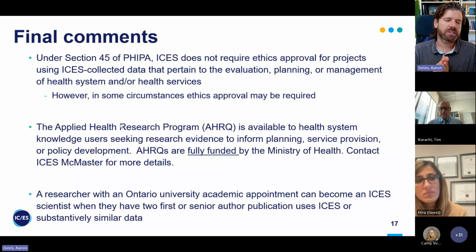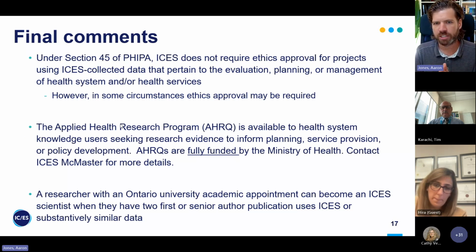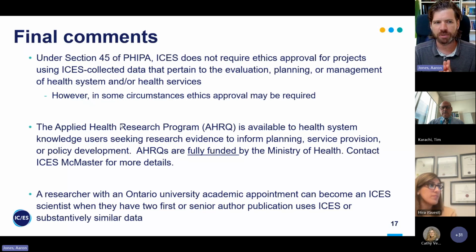So some other thoughts, finishing up here. ICES, as I mentioned before, is a prescribed entity in Ontario legislation, and that is permitted to access personal health information without consent for purposes of evaluating, planning, or management of the health system. So under Section 45, ICES does not require ethics approval for projects that use just ICES data. So in some instances, ethics may be required. Specifically, if you're bringing in your own data, then you will certainly need ethics in order to link that.